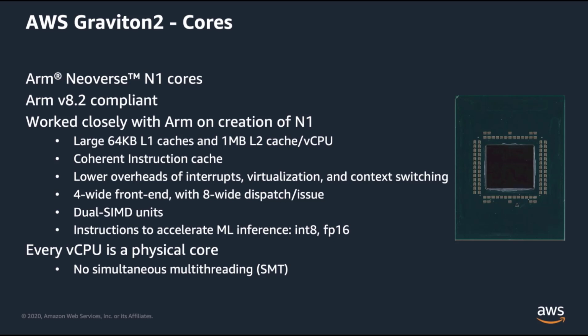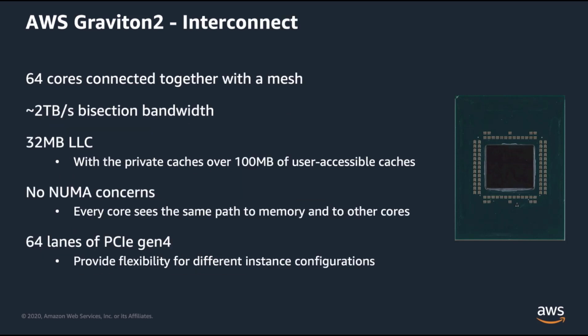Another thing that is specific to that processor is that on the EC2 instances powered by Graviton2, every vCPU is a physical core. We don't do simultaneous multi-threading on those EC2 instances, contrary to our Intel-based instances. The 64 cores on the Graviton2 are connected together with a mesh offering up to 2 terabytes per second of bisection bandwidth. It also has a significant amount of cache, with 32 megabytes of last level cache and over 100 megabytes of user accessible cache.